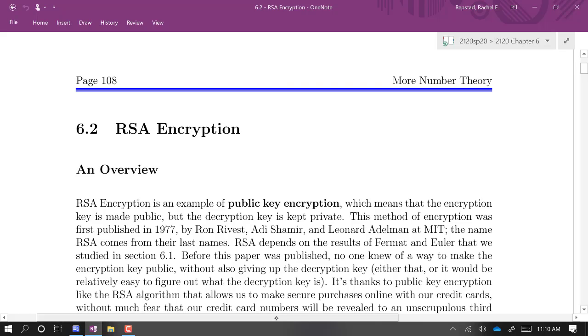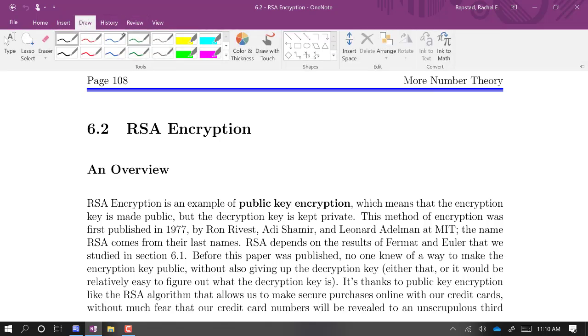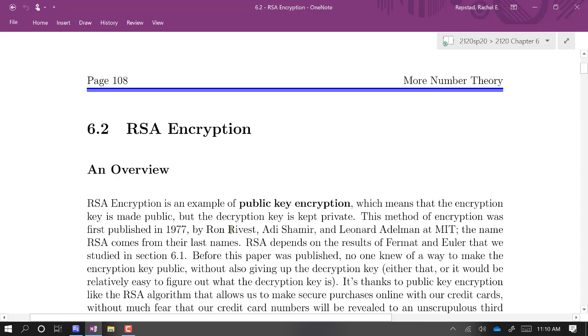Okay, in this section we're going to look at RSA encryption. It's an example of public key encryption, which was absolutely groundbreaking when it came out in the 1970s. RSA gets its name from taking the first initial of the last names of the people that published the result. And here's the thing about public key encryption.